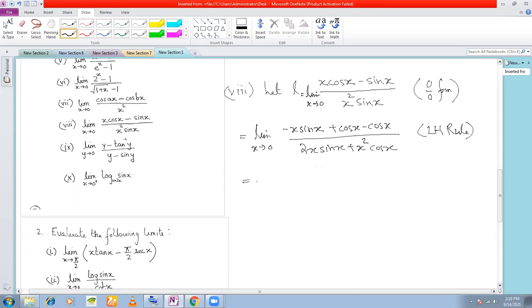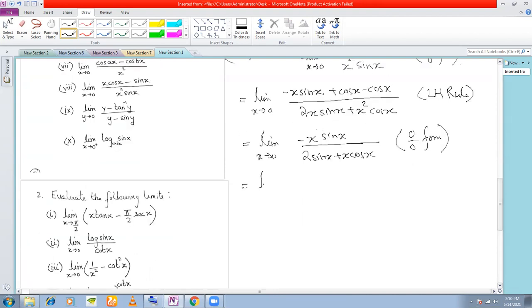Now you simplify, limit x tends to 0. You get minus x sin x divided by 2 sin x plus x cos x. Now again, if you see, this is again a 0 by 0 form, right? So you differentiate once again.